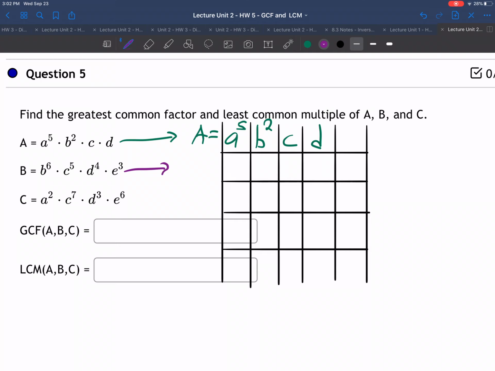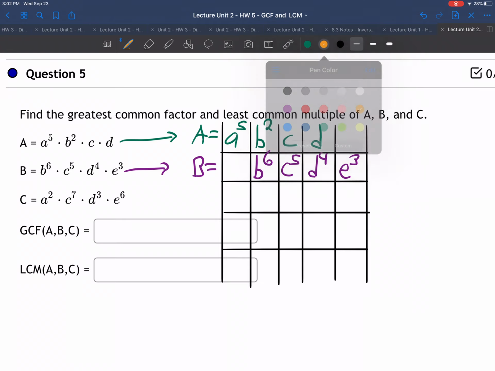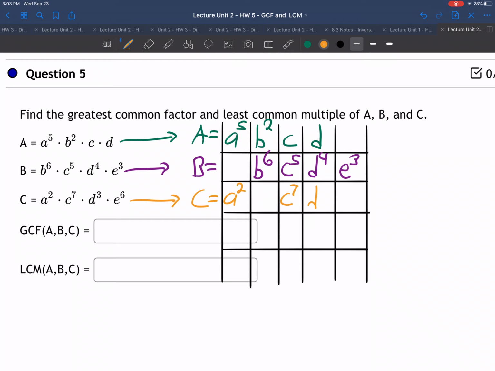Next I'm going to do B. Capital B equals little b to the 6th, c to the 5th, d to the 4th, e to the 3rd. Capital C equals a to the 2nd, c to the 7th, d to the 3rd, and e to the 6th.